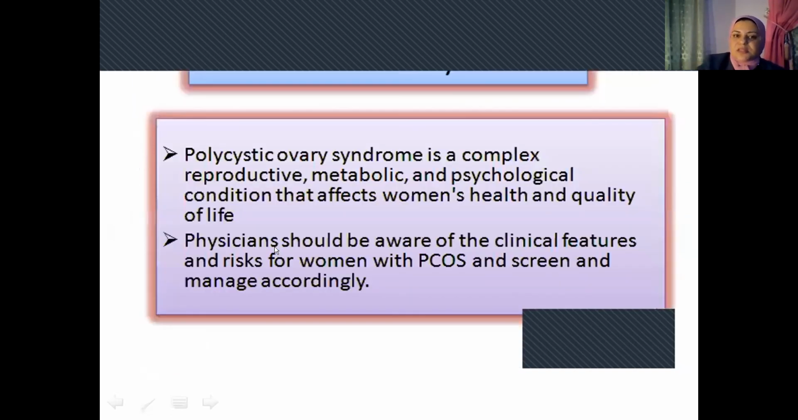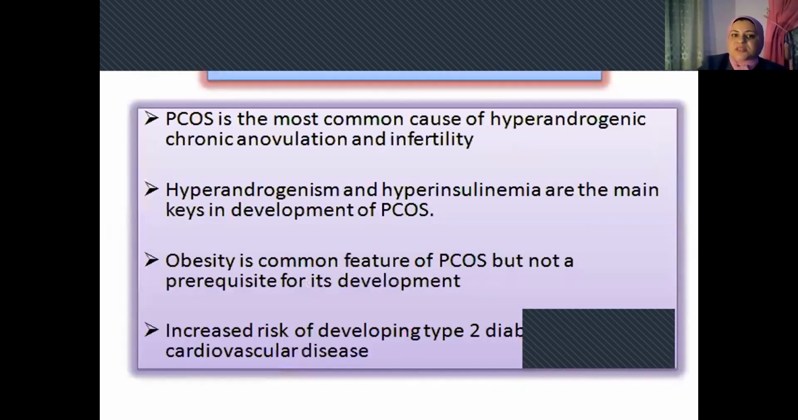So finally, polycystic ovarian syndrome is a complex metabolic and psychological condition that affects women's health and quality of life. Physicians should be aware of the clinical features and risks for women with PCOS and screen and manage accordingly. PCOS is the most common cause of hyperandrogenic chronic anovulation and infertility. Hyperandrogenism and hyperinsulinemia are the main keys in the development of PCOS. Obesity is a common feature of PCOS, but not a prerequisite for its development. There is an increased risk of developing type 2 diabetes and cardiovascular disease in patients with PCO.